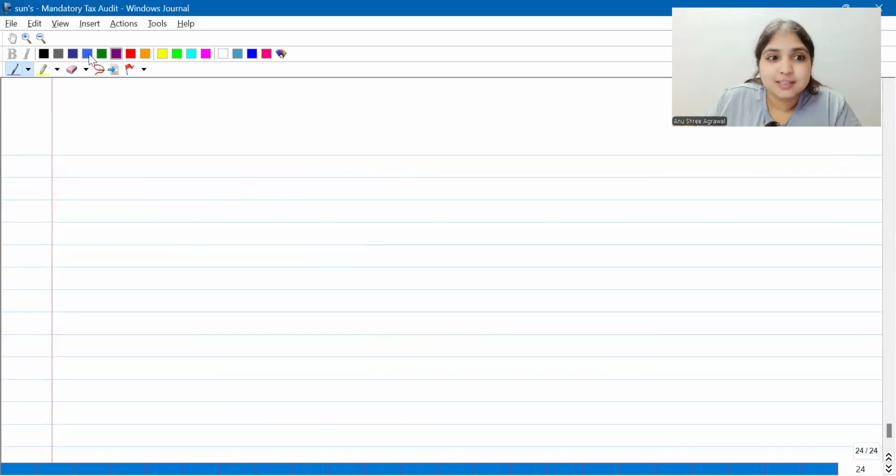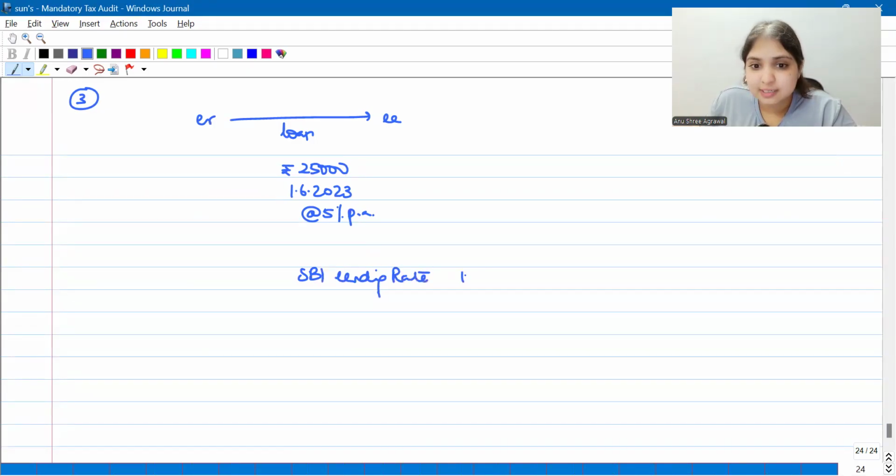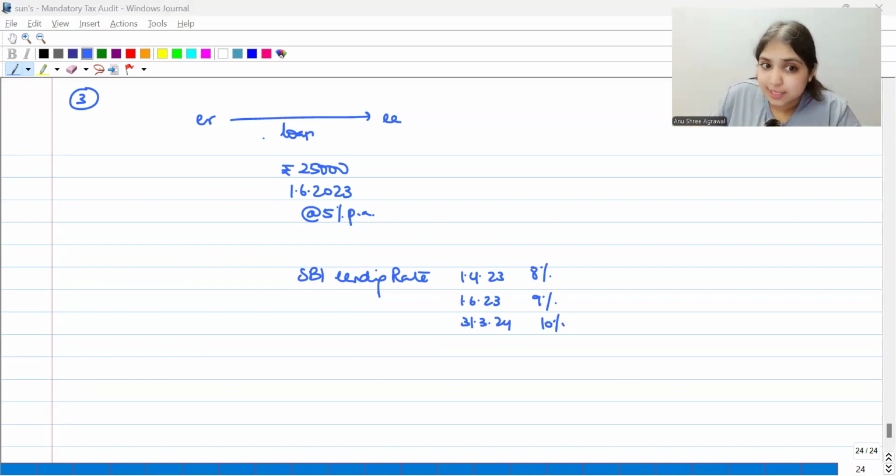Okay, now listen to the third point, guys, my third situation for you. This time the employer again gave a loan to the employee. This loan was for 25,000 rupees, and it was given on 1st June 2023, at, let us say, 5% per annum interest. Now, what about the SBI lending rate? I'm going to give you the SBI lending rate on 3 dates. On 1st April 23, let us say it was 8%. On 1st June 23, let us say it was 9%. On 31st March 24, let us say it was 10%. And one more thing, this was a housing loan.